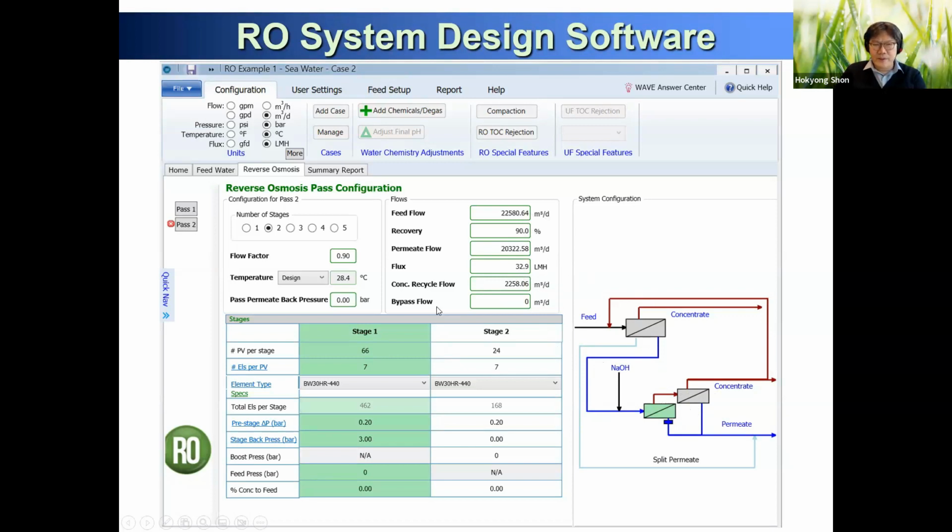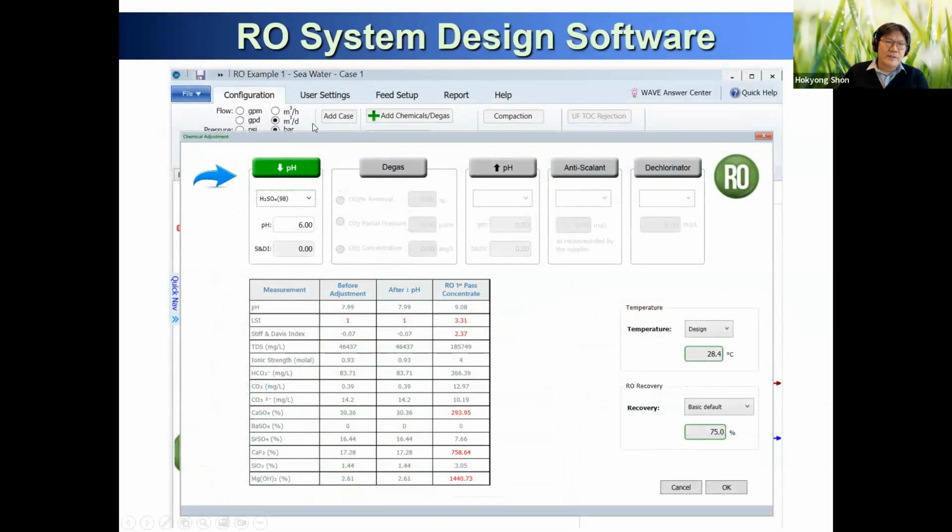And then concentration recycle flow is around 2,258 meter per day. You can decide. And then stage 1 here, stage 2 here, you can also calculate roughly your stage pressure vessel and the element for pressure vessel 7.7. So based on that, you can select your membrane, same membrane here, and then you will get also your design results.